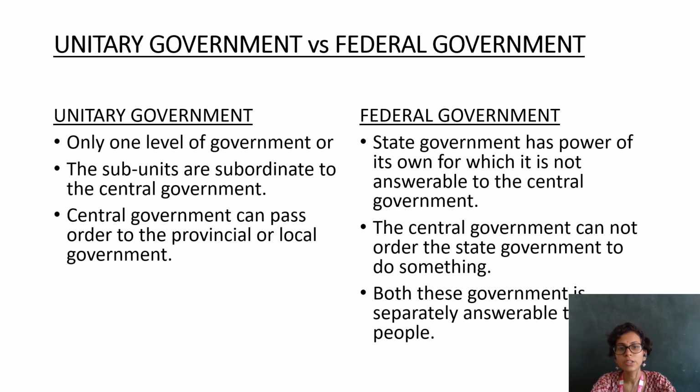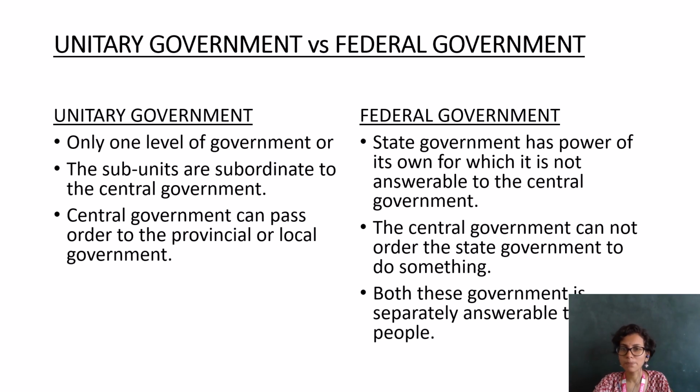As I have already told you, the central government can pass orders to the provincial or the local government, and as they are subordinate, they have to follow whatever order is given by the central government. Now, unitary government, as I have told, is basically one level of government, but there can be different levels. But these levels are working under the central government and are in complete control of the central government. Now let's look at how federal government is different from the unitary government.